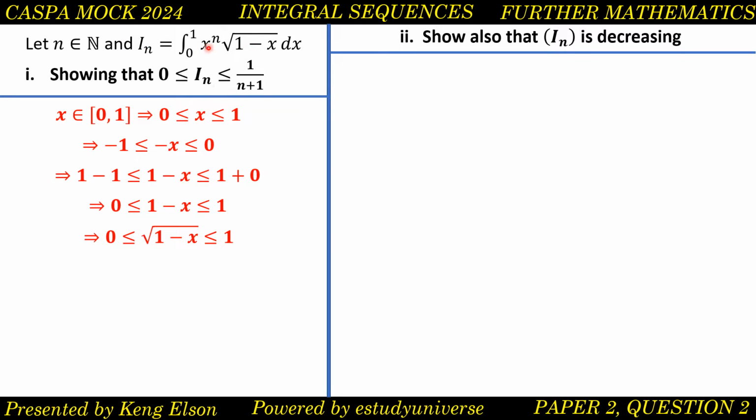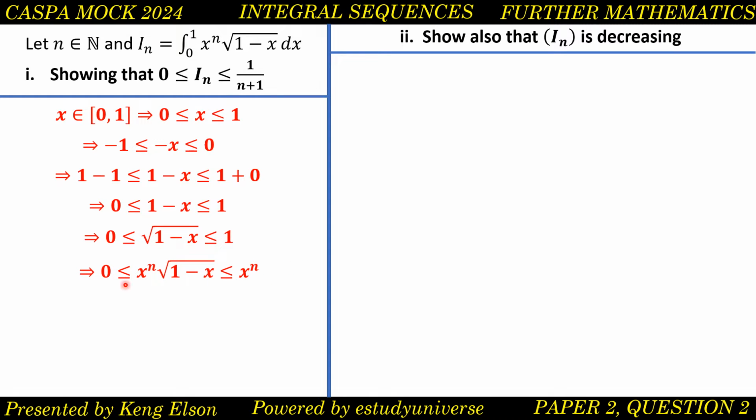So multiply all through by x to the n. Remember that x is in a positive interval, n is a positive number, so x to the n will be positive, so the inequality signs will not change upon the multiplication. So I multiply all through by x to the n. This is what I get.